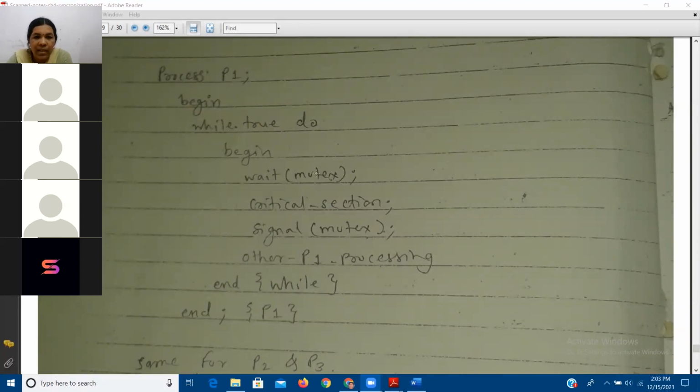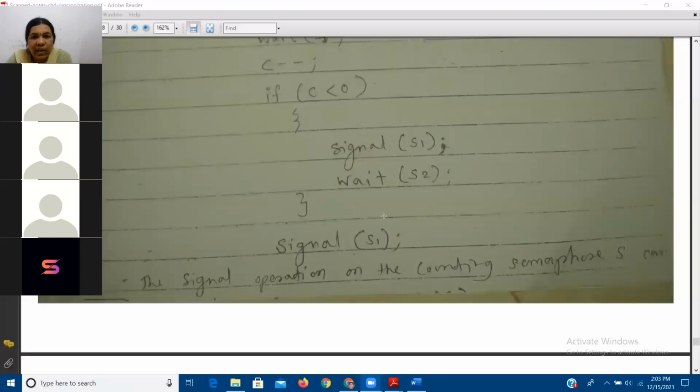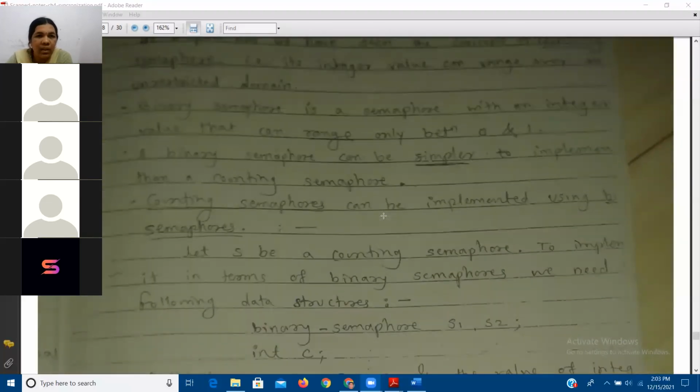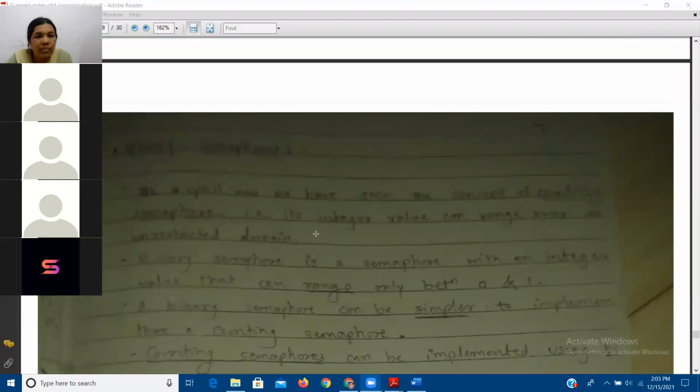Everybody has to execute on mutex. Mutex is the semaphore variable over here. Either the value of that variable will be 0 or 1. Actually this much detail is not required. You may just note down the description of the binary semaphore. A binary semaphore is a semaphore with an integer value that can range only between 0 and 1. A binary semaphore can be simpler to implement than a counting semaphore. So this much is sufficient.